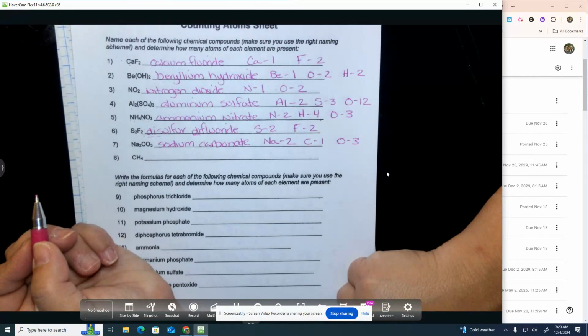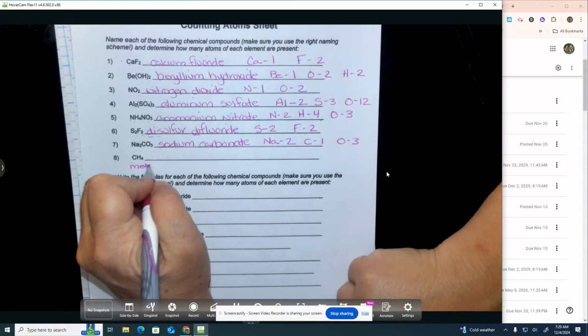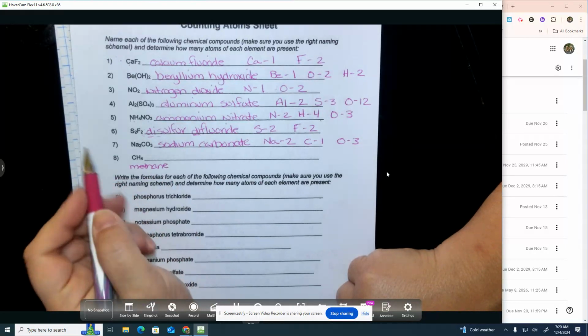CH4. What? It is methane. I'm going to write that down here because that's the common name. What would it be?